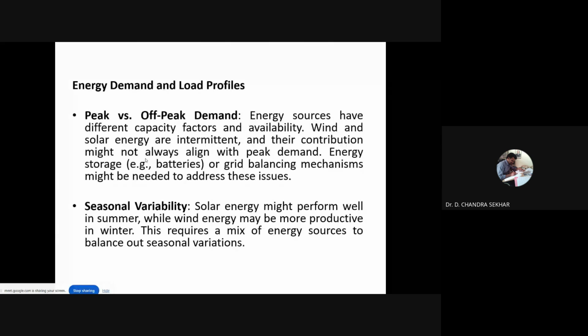and seasonal variability. So we know solar energy might perform well in summer, while wind energy may be more productive in winter. But as suppliers of electricity, it is our responsibility to supply effective and efficient power to the consumers. So this requires a mix of energy sources to balance out the seasonal variations.